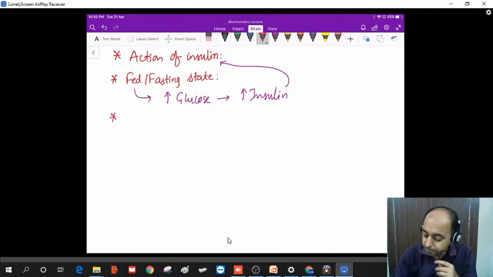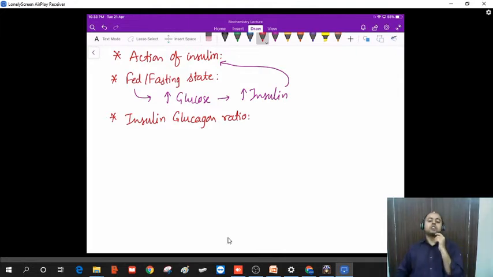Third, insulin glucagon ratio. Very commonly, you will see questions on the insulin glucagon ratio. Insulin glucagon ratio is decreased, which of the following enzymes will be upregulated? Insulin glucagon ratio is decreased, which of the following pathways is downregulated? Like that, the question will come. So how to solve this question? We very frequently get confused when the question is on the insulin glucagon ratio. So let's see how to solve this question.